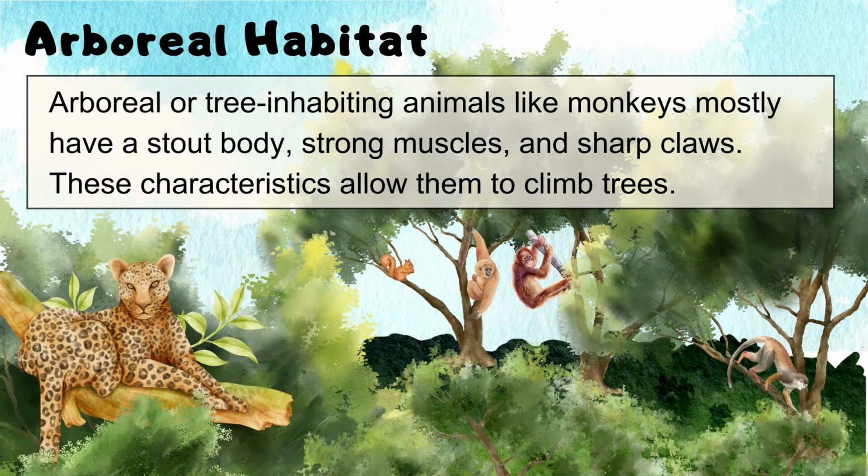Second type of animal habitat is arboreal habitat. Arboreal or tree-inhabiting animals like monkeys mostly have a stout body, strong muscles, and sharp claws. These characteristics allow them to climb trees.